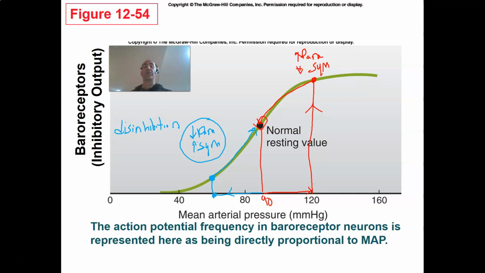Now, one side note, the reason that research on trying to correct hypertension in the United States, high blood pressure, failed when people studied the baroreceptors was because the baroreceptors over time adapt.